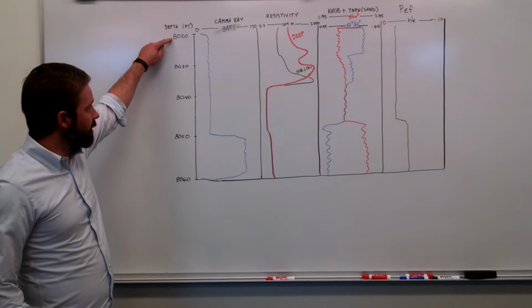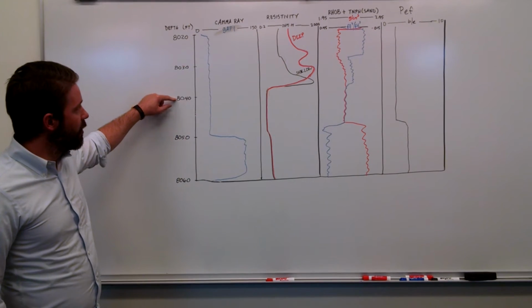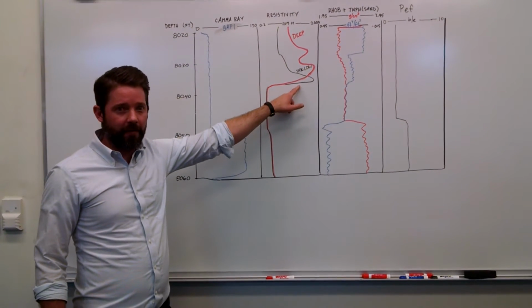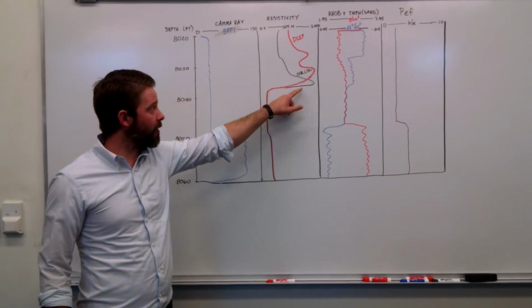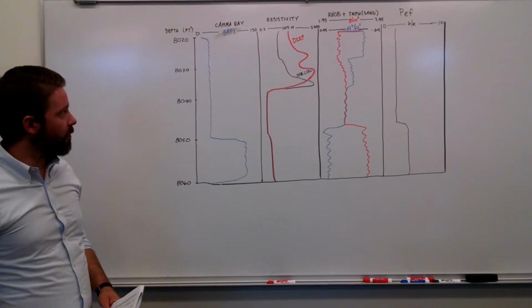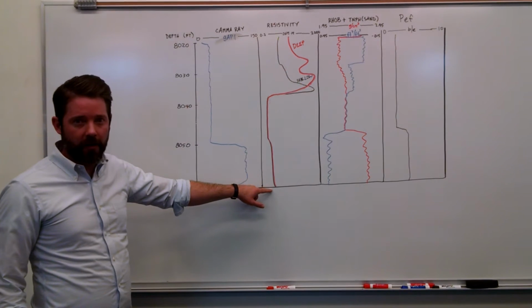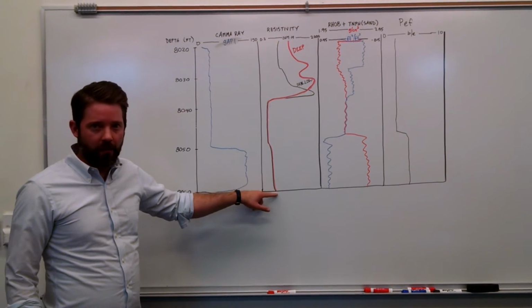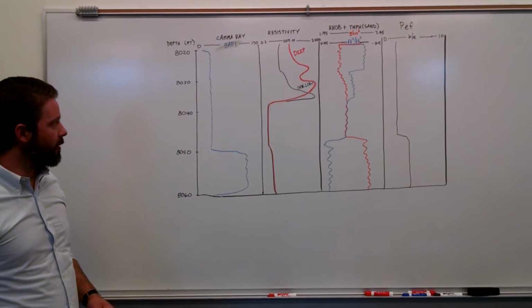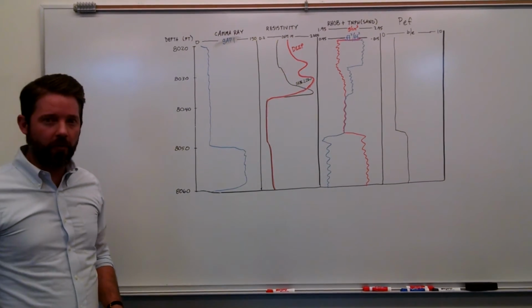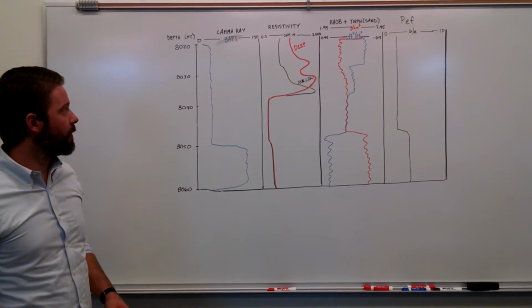So from 8020 to roughly about 8040, we have high resistivity for both deep and shallow readings on here, indicating the presence of hydrocarbons. And from 8040 down to 8060, we have low resistivity, which indicates the presence of water in the formation, which generally has lower resistivity than hydrocarbons.